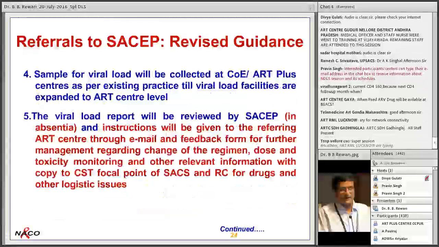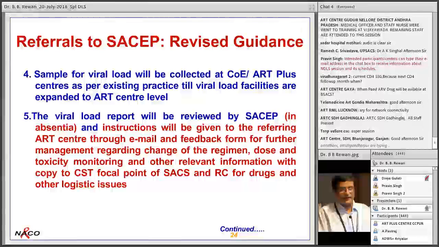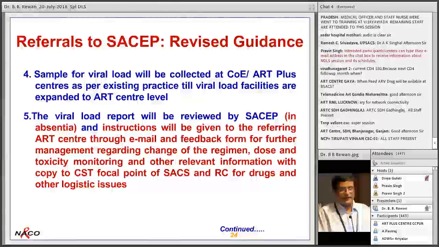What is changed? Fourth, the sample for viral load will be collected presently at the COE or ART Plus center. This is a barrier, because the patient will have to come to the ART Plus center for viral load testing till it becomes available at all centers. Now focus your attention on the fifth point. If the patient has come once, has been reviewed by SACEP, and has had a viral load sample taken, then in the next visit, whenever the viral load report is available, it will be reviewed by SACEP in absentia. The patient will not be called.